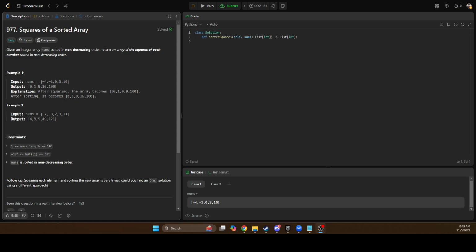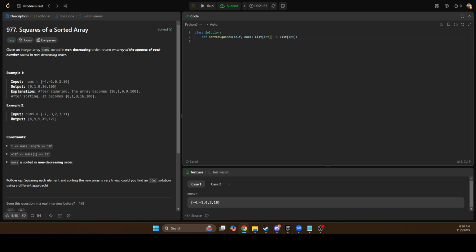And following up, squaring each element and sorting the new array is very trivial. Could you find an O of n solution using a different approach? Okay, so I suppose you could just square each element and sort it, in which case it would be n log n, because you're going through each one once and then you're doing another sort.